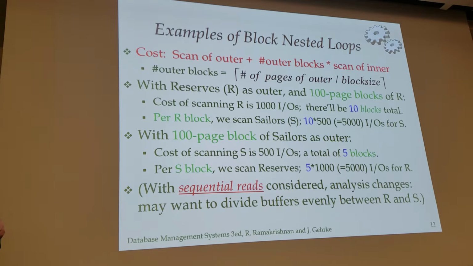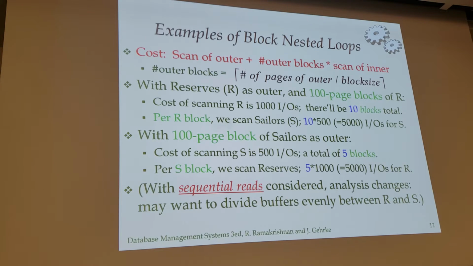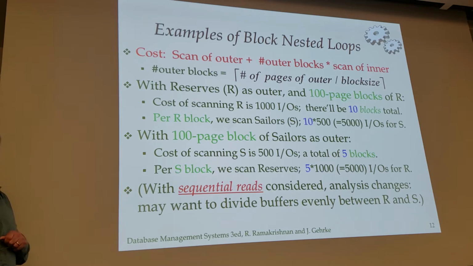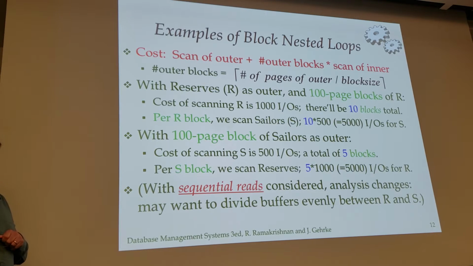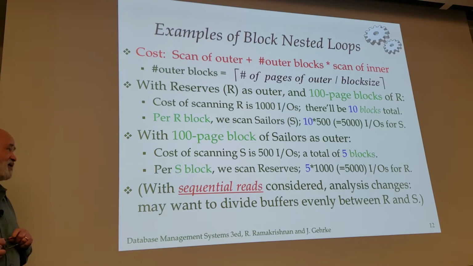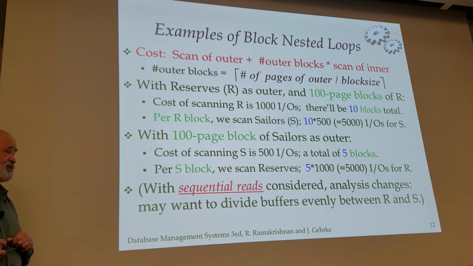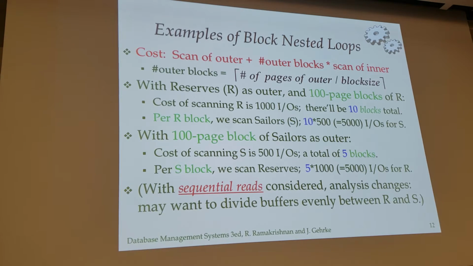Okay, so then per S block, you're going to have to scan reserves how many times? 5, because there are going to be 5 of these groups, not blocks. There are 5 groups. For each group, you have to scan all of reserves. The reserves has 1,000 pages inside it, so that's going to be a cost of 5,000. So basically, what you're going to do is get 5,000 plus 500. This is going to be 5,500 versus the 6,000 that we got for the other.